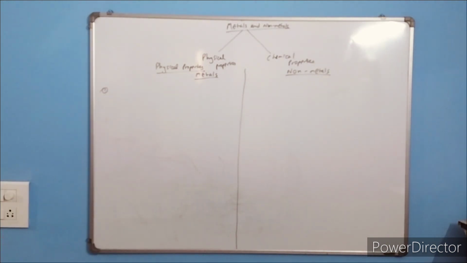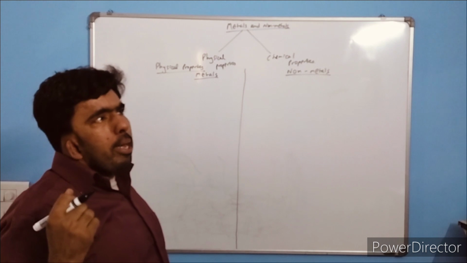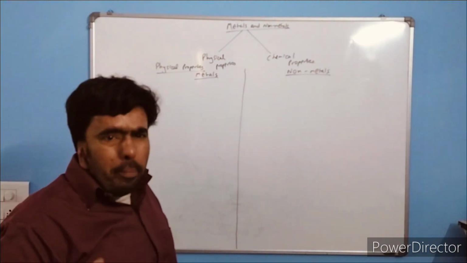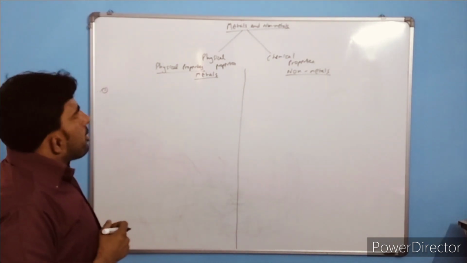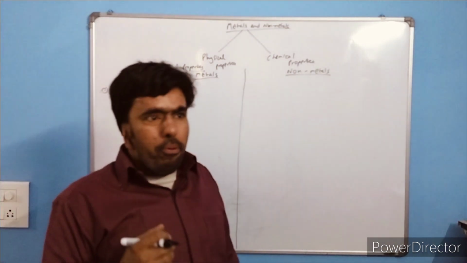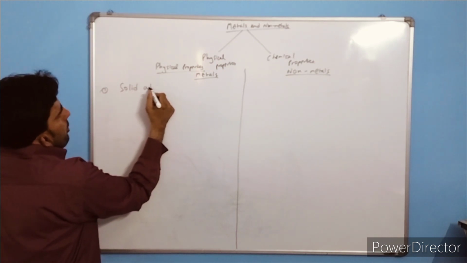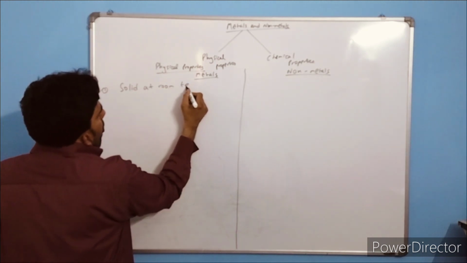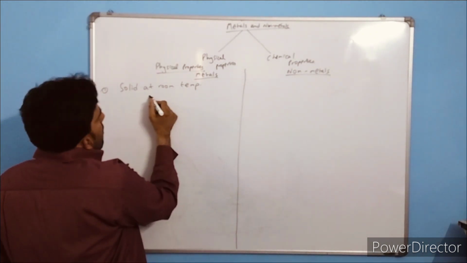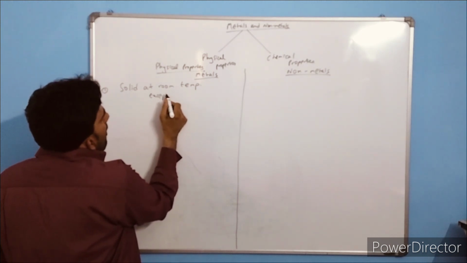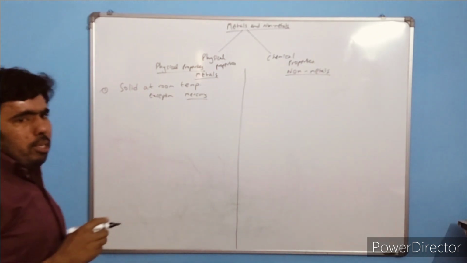Metals, for example, sodium, potassium, calcium, lots are there. And non-metals are sulfur, carbon. So we have lots of examples of non-metals also. But right now we'll discuss their physical properties. For example, metals are solid at room temperature. Exceptions are always there. If I say an exception, mercury. Actually, it is not solid at room temperature, it is in liquid form.